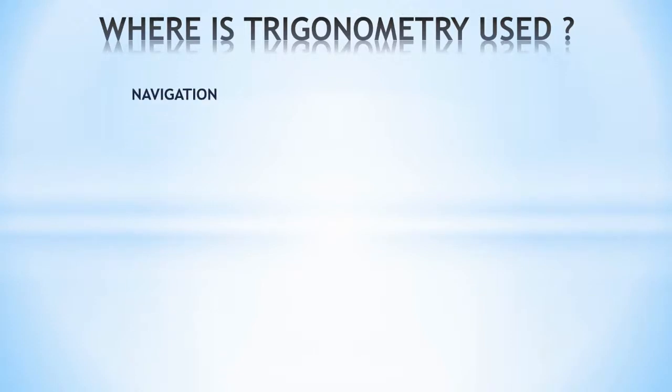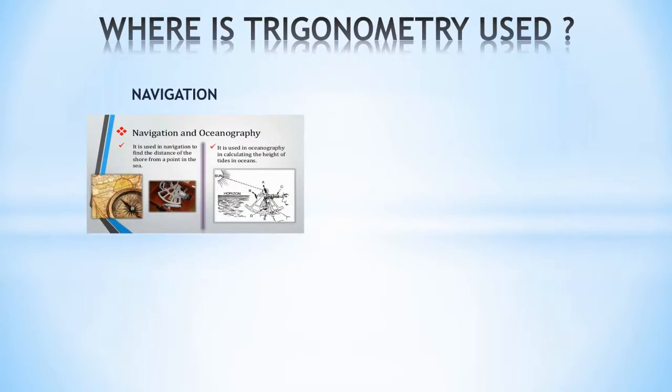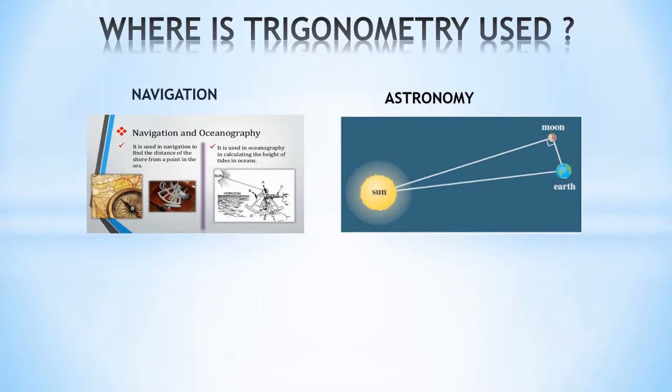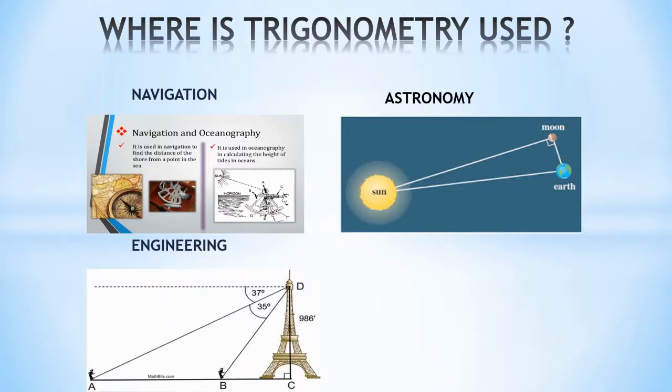First, it is used in navigation. In navigation, it is used to find the distance of the shore from a point in the sea. In oceanography, it is used to calculate the height of tides in the oceans. It is used in astronomy. In astronomy, it is used to find the distances to nearby stars and other celestial objects. In engineering, it is used daily to calculate angles, to build bridges, buildings, etc.